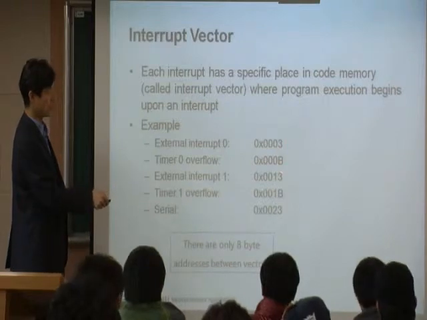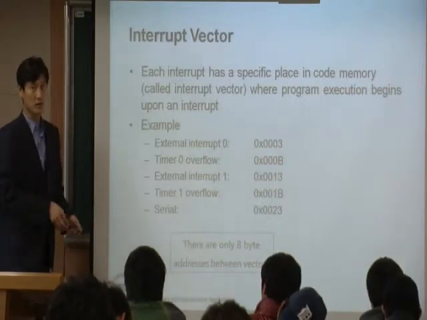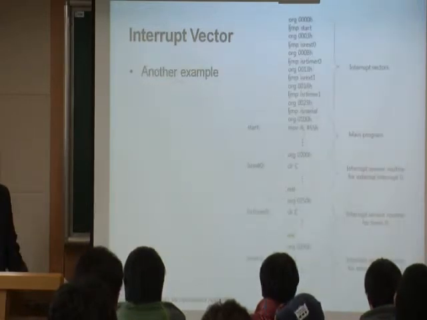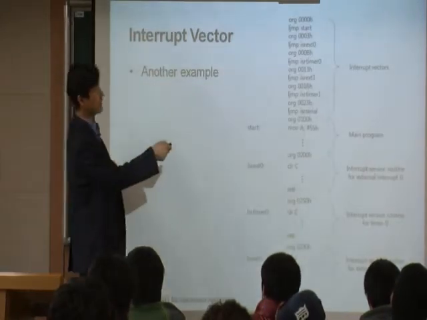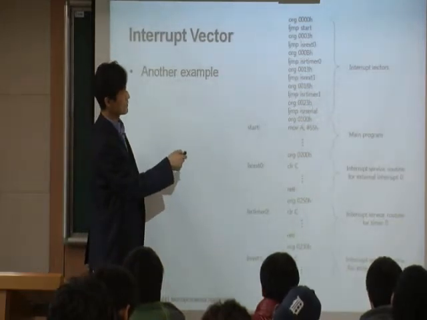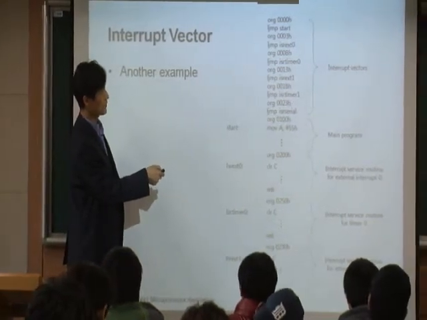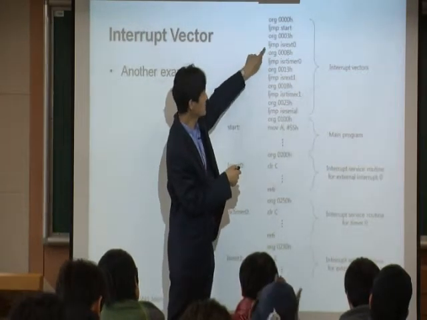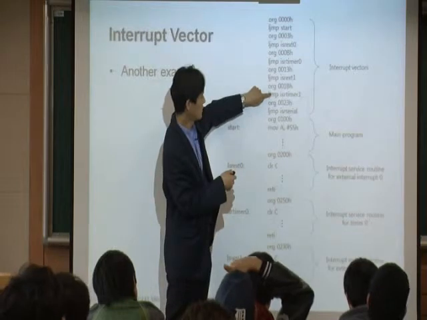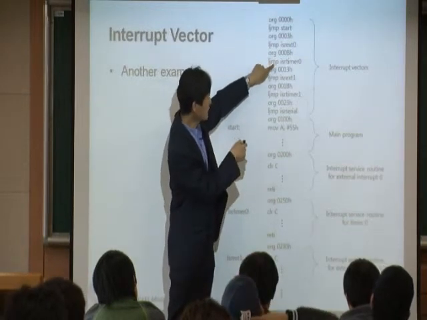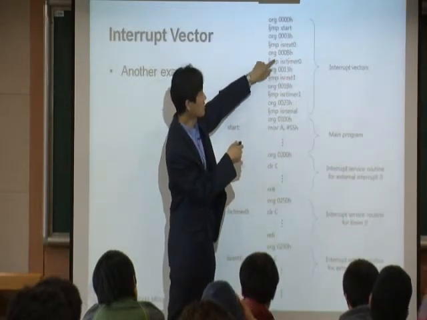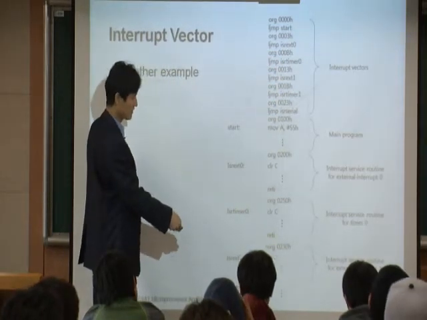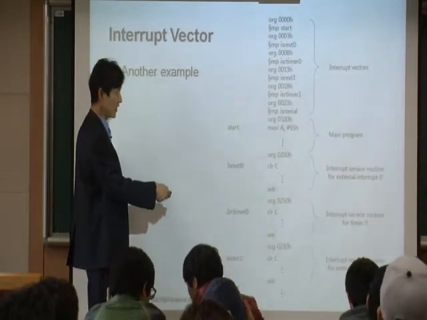3, B, 13, 1B, 23. Okay, those are the known locations. So if you want to use all of the different interrupts, then you have to have all of these, right? 3, B, 13, 1B, 23. For each of these interrupt vectors, what you need to have is a long jump. And you're going to jump to the actual service routine, the interrupt service routine. So your actual interrupt service routine is somewhere else. For example, in this case, you have it here.